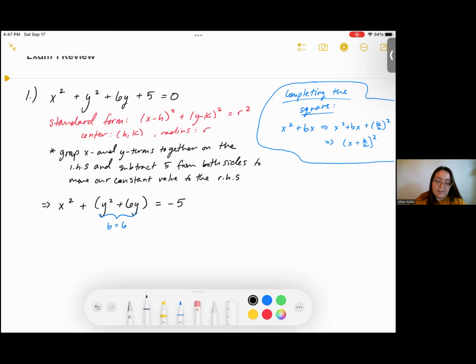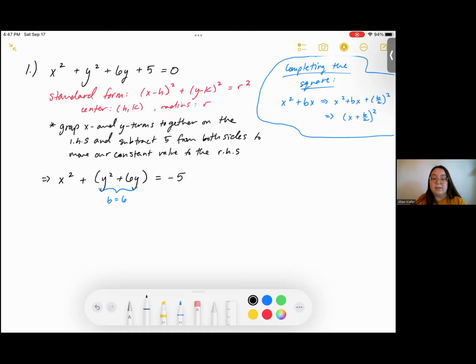So now that we've identified that part, we now get to add our constant, b over 2 squared. So we still just have x squared, and we've got y squared plus 6y. And now we're going to have plus 6 over 2 squared. So we added that constant. Remember, anything we do to one side, we have to do to the other side. So if we added 6 over 2 squared to one side, we now have to add 6 over 2 squared to the other.